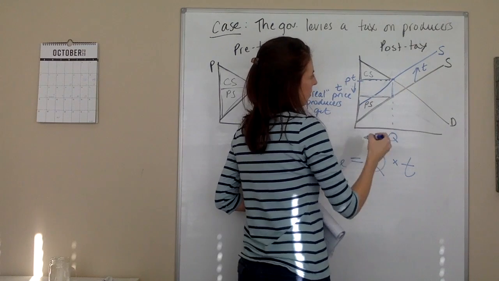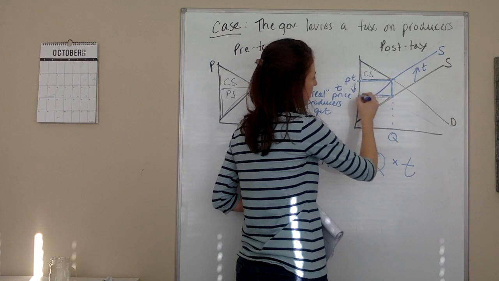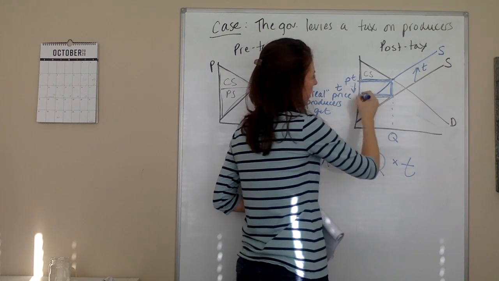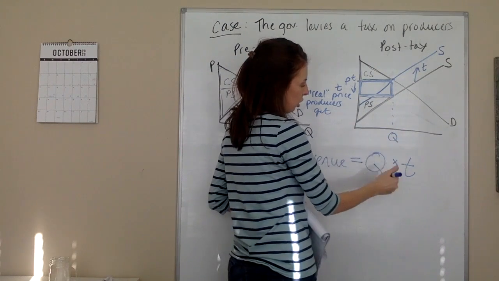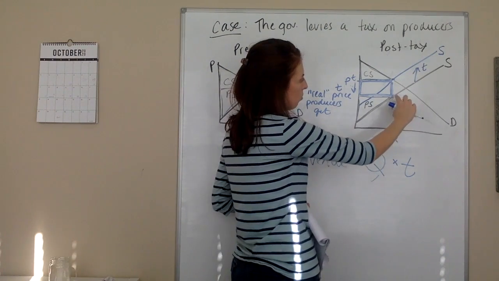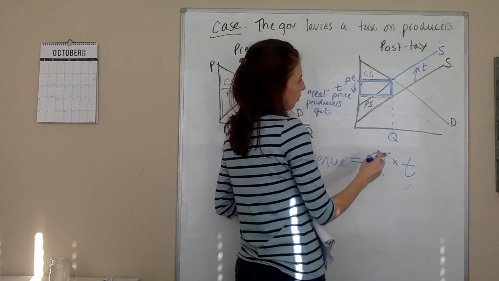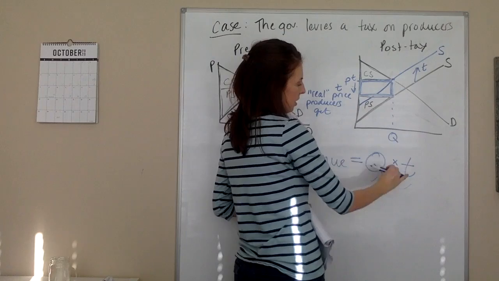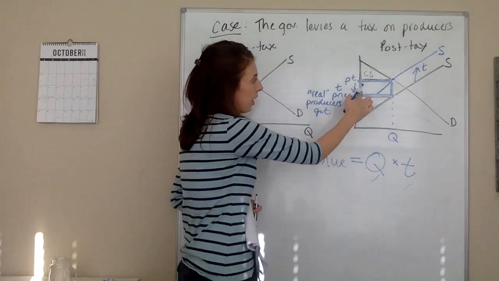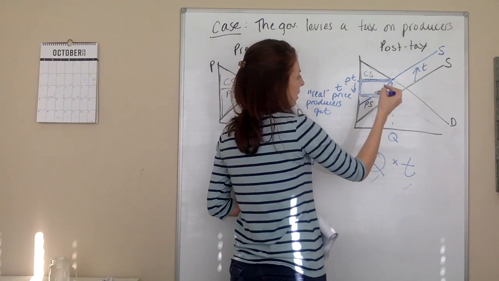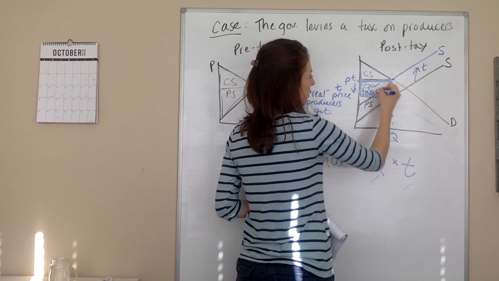Okay, here is the quantity of units that are exchanged in the market. Here is the tax. So think about the area of this rectangle here. This rectangle has a base that is equal to Q. It has a height that is equal to T. So if you take a base times a height, Q times T, you're getting the total government tax revenue. So the area of this rectangle is the government tax revenue.